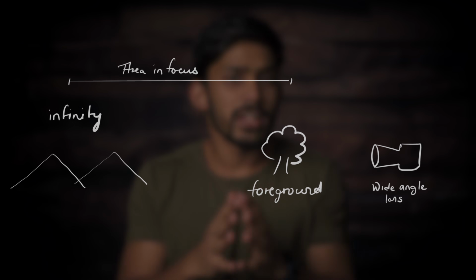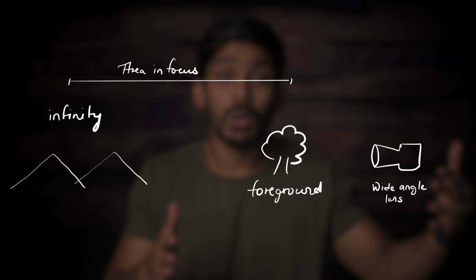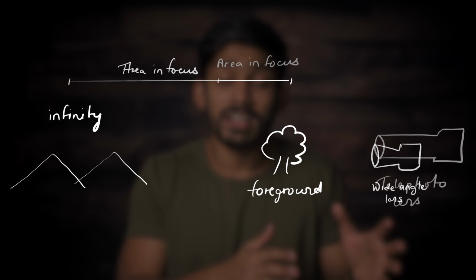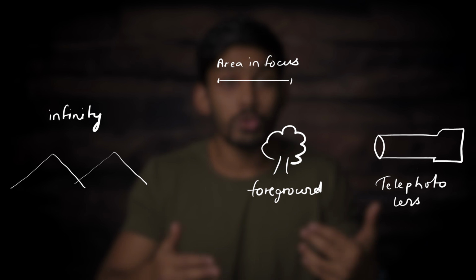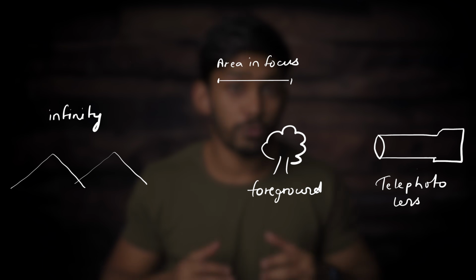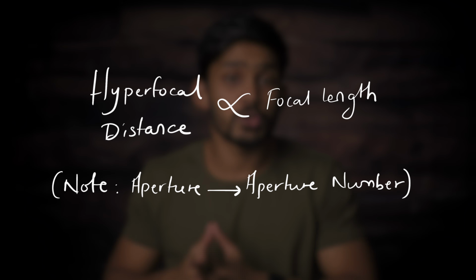Talking about focal length, this is super important. When you're using a wide-angle lens, even if you focus closer, the background is sharp. But on the other hand, if you're using a zoom lens, as you start zooming in, if you focus closer, the background is going to be out of focus. So, as the focal length increases, the hyperfocal distance also increases.